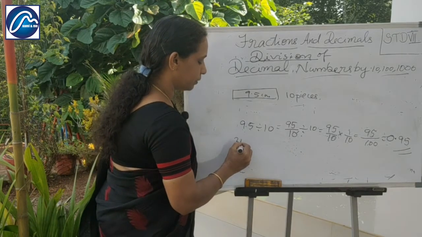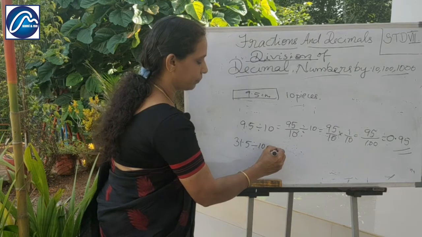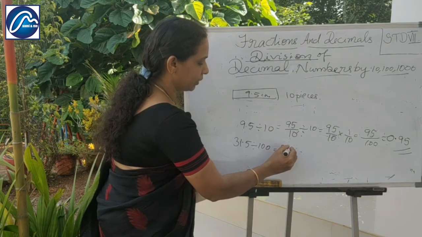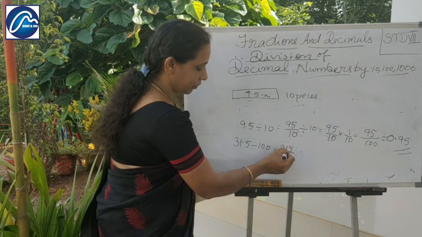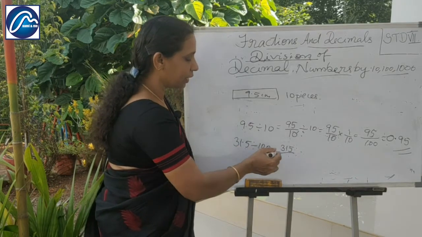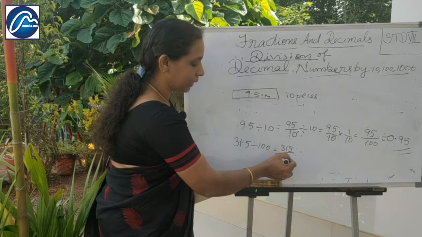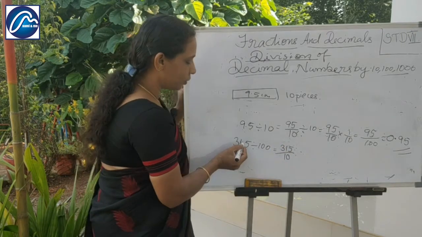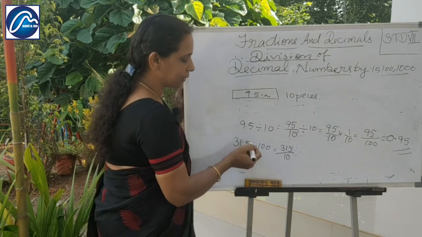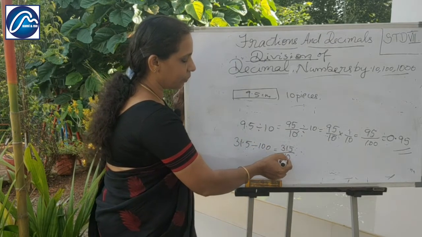31.5 divided by 100. What is 31.5? We will write it in the fraction form. You can write it as 315 by 10. Why? Because there is only one place after the decimal point. So we will write it as 315 by 10.